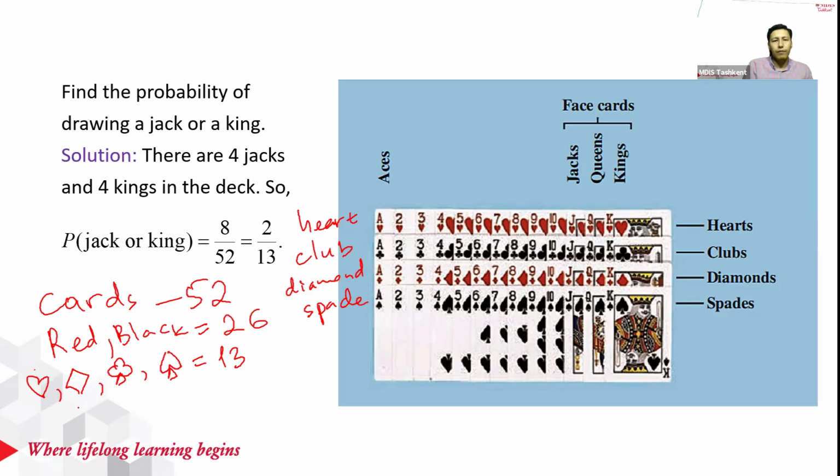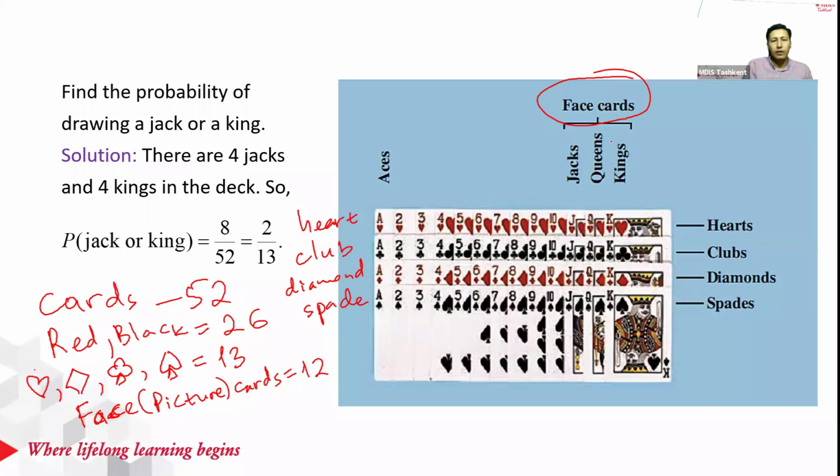Then we have face cards, face or picture. How many? 12. You see these face cards. It is jacks, queens, and kings together. 3 times 4 is 12, so there are 12 face cards.